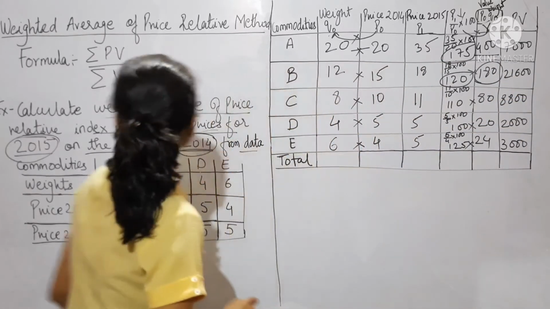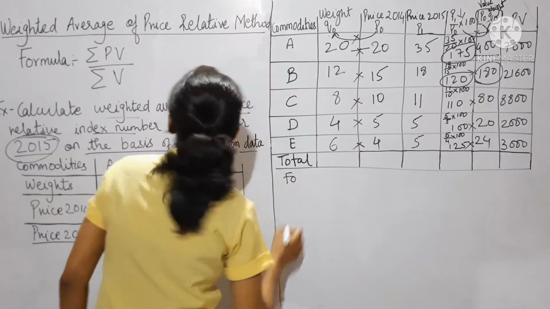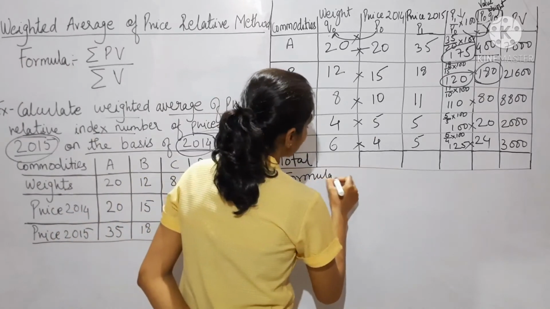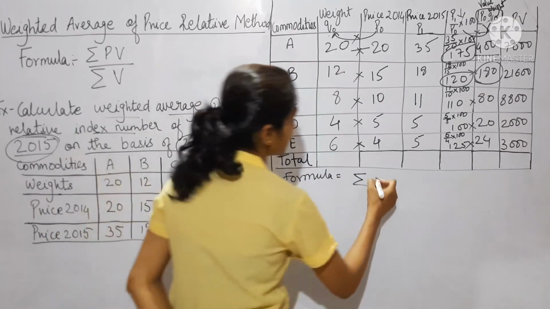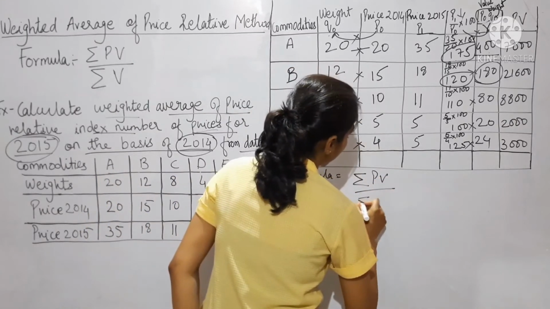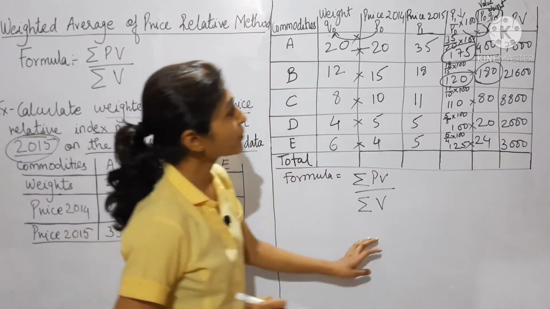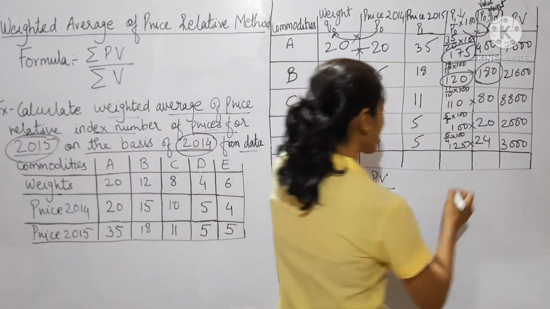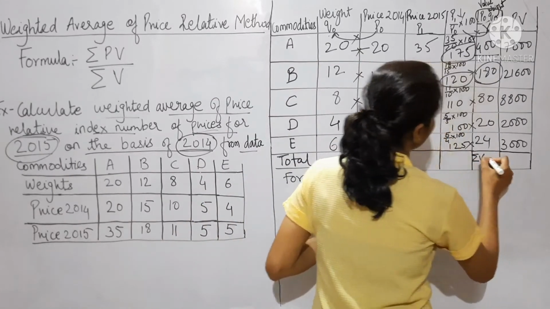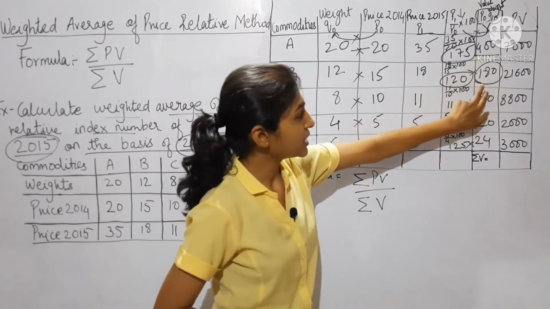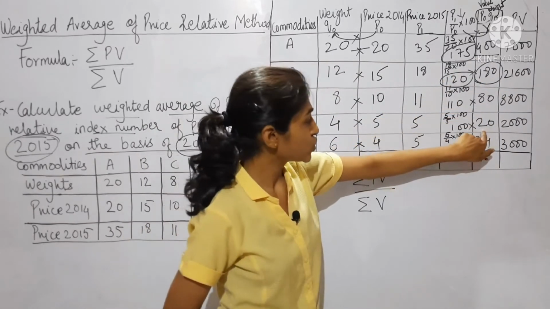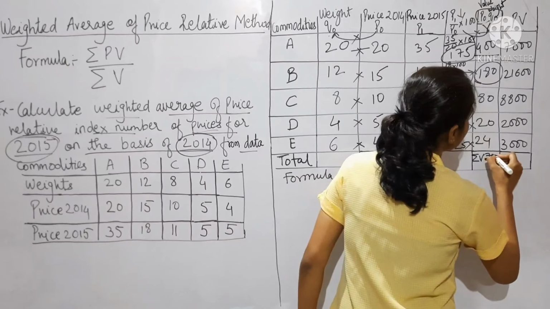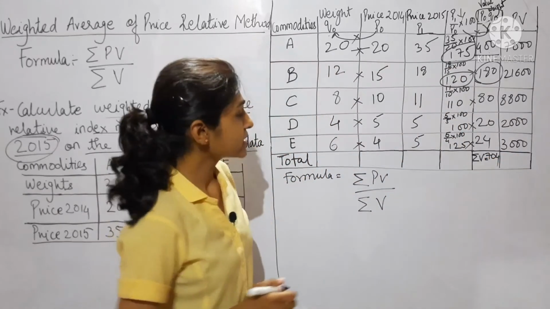Okay, now note down the formula to calculate weighted average of price relative method. So formula, write down the formula. Formula is summation of PV divided by summation of V. Okay, so add the values of column V. Okay, so make the total summation of V is equals to 400 plus 180 plus 80 plus 20 plus 24. So answer you get 704.